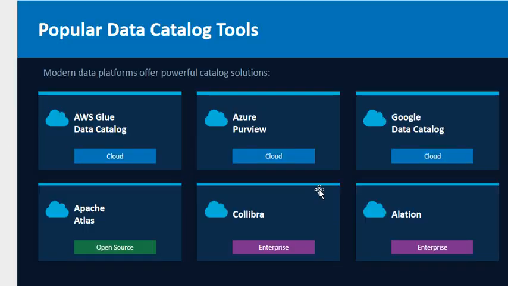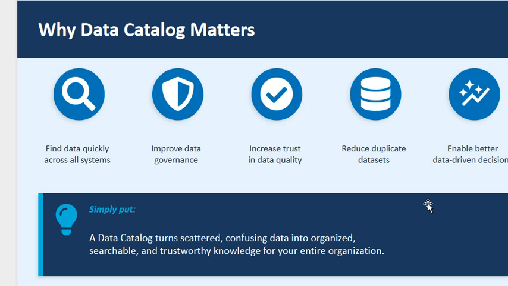And the popular data catalog tools are part of modern data platforms. They offer powerful catalog solutions. So AWS Glue Data Catalog, Azure Purview, Google Data Catalog, Apache Atlas, Collibra, Alation, all these tools help you maintain a data catalog.